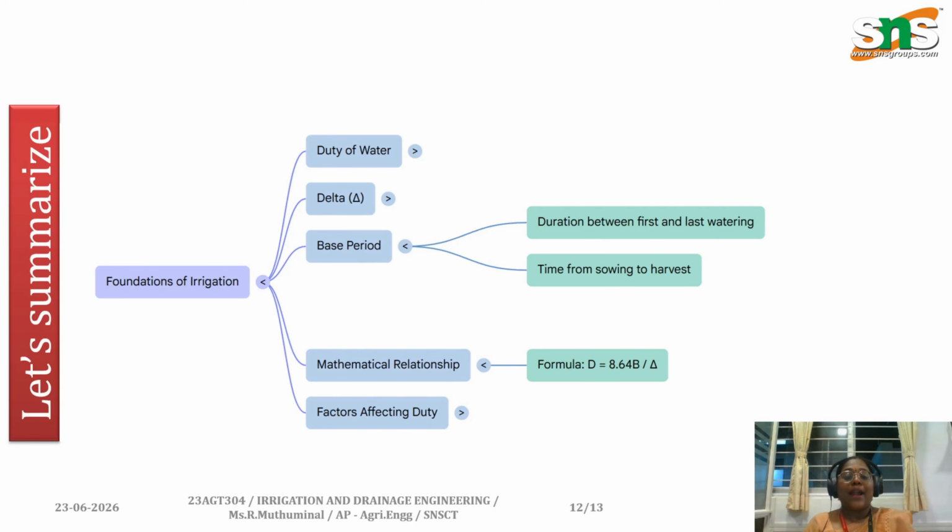So, hence, understanding duty, delta, and base period is essential for effective water management and sustainable agricultural production. So, this is the summarization that we have seen today.